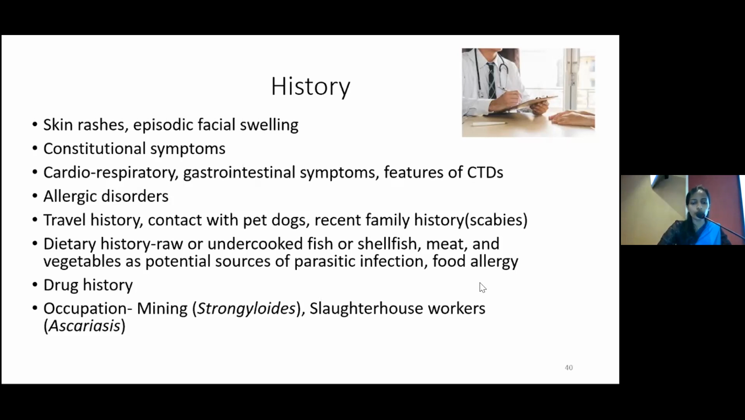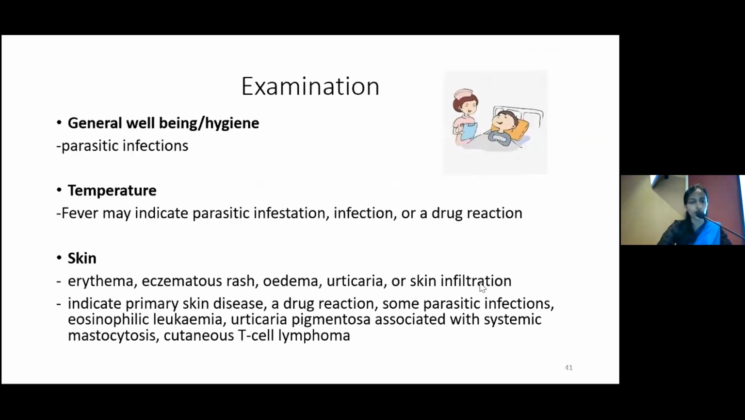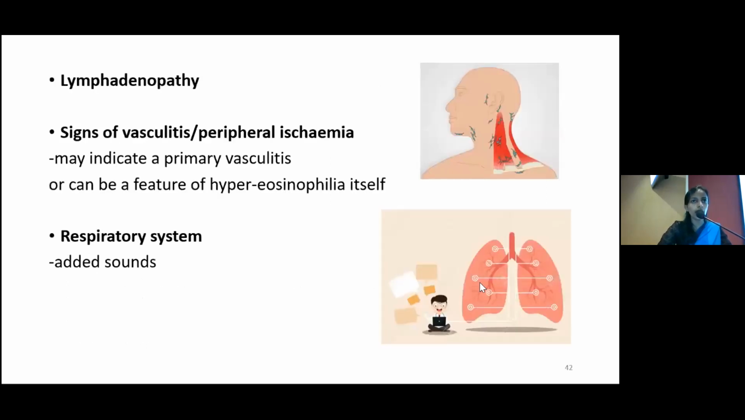Occupational history is also very important. Strongyloides is more common among the mining population and ascariasis among slaughterhouse workers. So when examining these patients, if an underlying parasitic infection is thought of, it's very important to comment on the general hygiene and temperature. A thorough skin examination is important. Lymph nodes should be palpated. Signs of vasculitis and peripheral ischemia should be looked for.